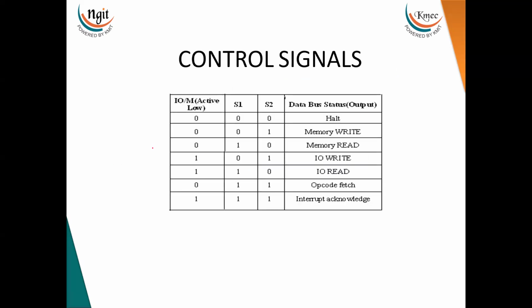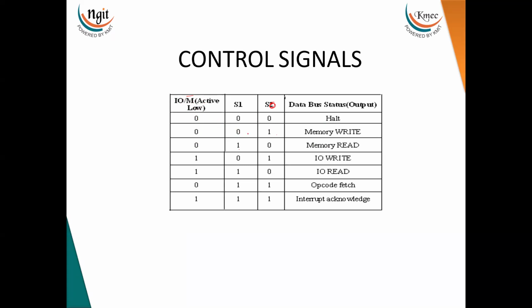Now these are the control signals. Already we have studied these control signals in the architecture. If this is S0 and S1, if both are 0, then halt; 0, 1 is write operation; 1, 0 is read operation. Now we included the IO/M bar. IO/M bar is an active low signal. So if this is equal to 0, what does it mean? It is a memory operation. So all 0 means halt.